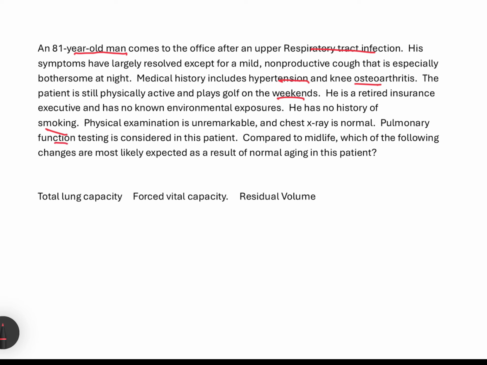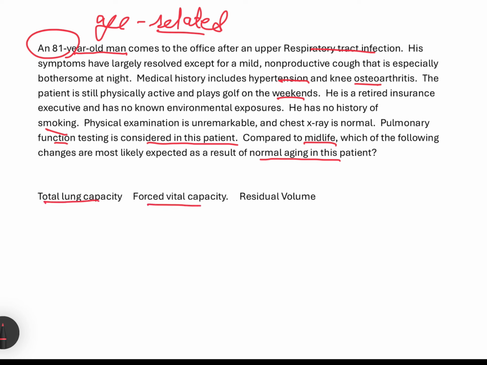Pulmonary function testing is considered in this patient. Compared to midlife, which of the following changes are most likely expected as a result of normal aging in this patient? We have to tell about the lung condition and all about age-related factors. What is the effect on total lung capacity, forced vital capacity, and residual volume? If you guys know, in aging, the total lung capacity remains unchanged.